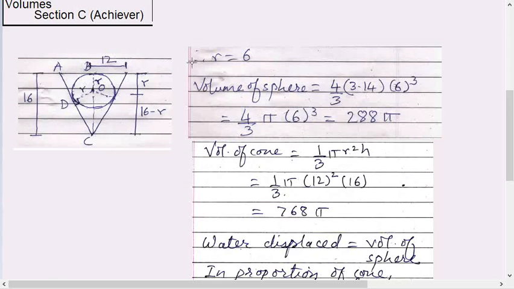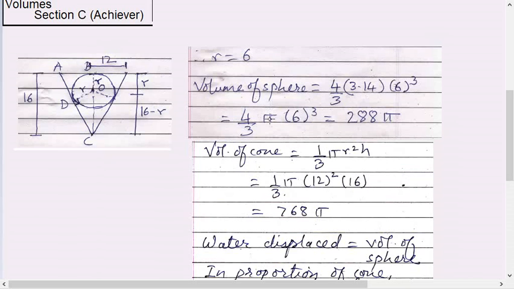Volume of the sphere we have to find out. So 4 upon 3 into pi r cube. 4 upon 3 into pi is 3.14 into r cube is 6 cube. If you solve this, you will get 288. You can keep pi also for some time, and in the end you can solve it for pi. That also you can do. I have done it directly.